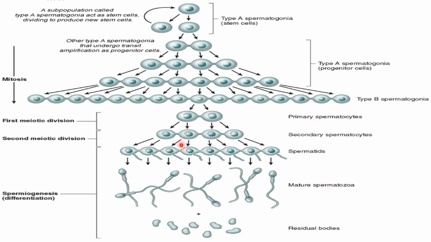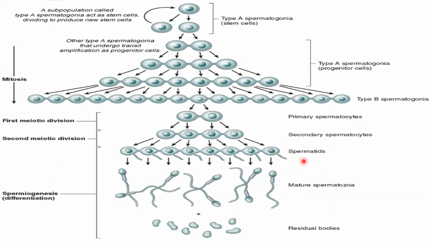Now again there will be another division phase, which includes meiotic division: first meiotic division and second meiotic division. We have studied in 11th standard that meiosis occurs in two parts, meiosis 1 and meiosis 2. So first what will happen? Primary spermatocytes will undergo the first meiotic division and they will form secondary spermatocytes. Then the secondary spermatocytes will undergo the second meiotic division and they will form spermatids.